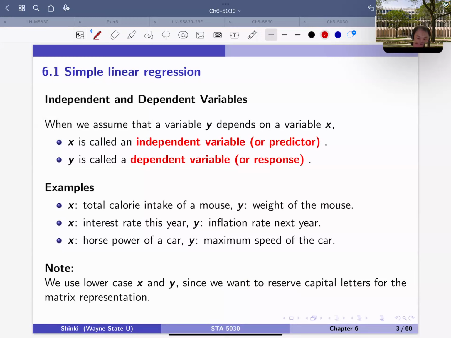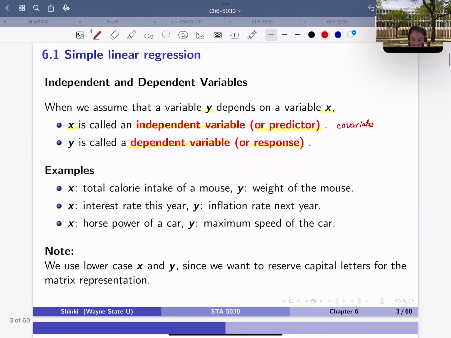So, simple linear regression. At first, we have two variables. When we assume that the variable y depends on variable x, we call x the independent variable or predictor, and y the dependent variable or response. Some other names are also possible. Sometimes people call the x variable a covariate. And y is usually just the dependent or response variable, and x maybe the predictor variable. So those are the names.